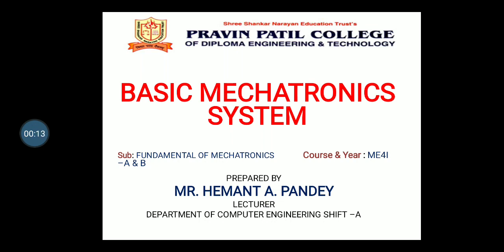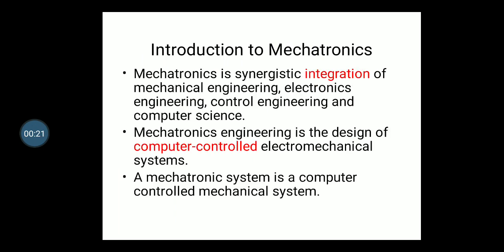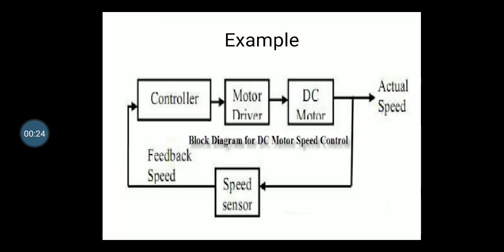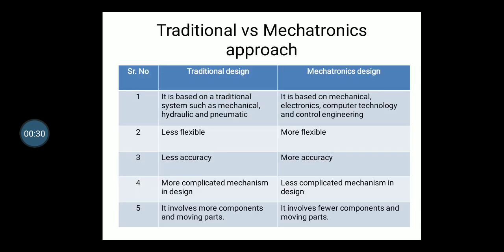Okay, so we are doing the topic basic mechatronics system. In the last few lectures we have seen the introduction to mechatronics, then block diagram, one example, what are the benefits of mechatronics systems, and most importantly the difference between traditional and mechatronics approach. So till here we get the clear concept of what actually the mechatronics system is, what are the benefits of the mechatronics system, and what is the basic principle of the mechatronic system.